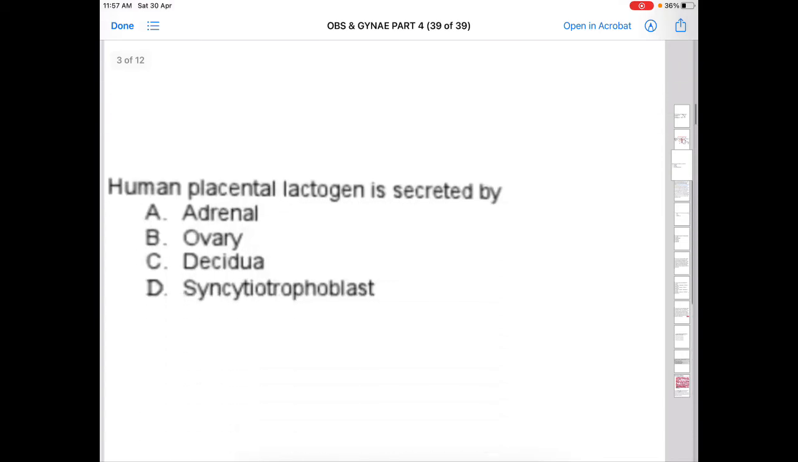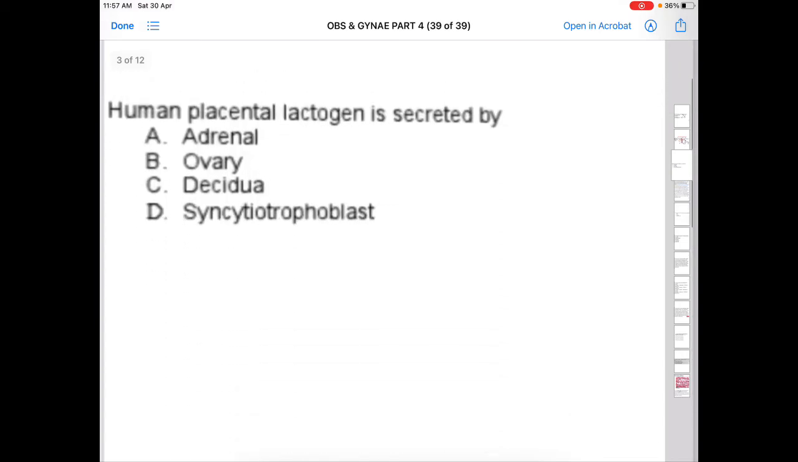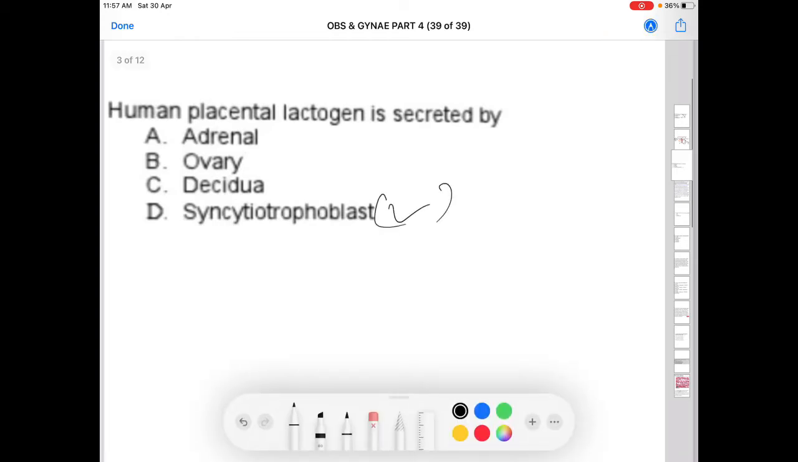Next question. Human placental lactogen is secreted by option A, adrenal, option B, ovary, option C, decidua, option D, syncytiotrophoblast. The correct answer here is D. Syncytiotrophoblast secretes HPL, or human placental lactogen.